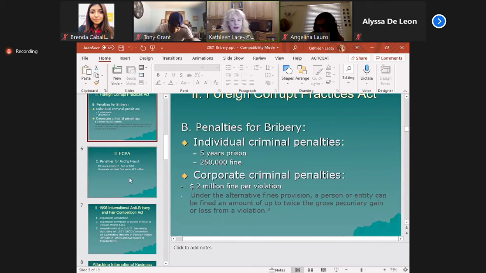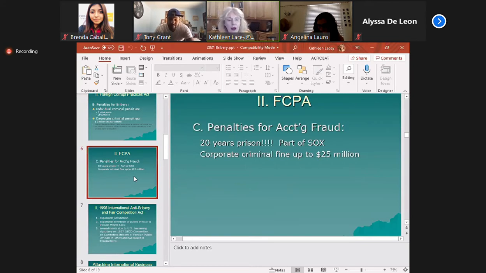Now notice, because of the scandals with Enron and then with the mortgage crisis and so forth going on, the accounting fraud has much higher penalties if that can be proved. So you do not want to be the person filling out the financial statements that are fraudulent about the bribes. 20 years of prison, right? This is part of Sarbanes-Oxley, and a corporate criminal fine up to 25 million, just for the accounting part. And so that's another way that we see the settlements and criminal penalties assessed increase to such large amounts.